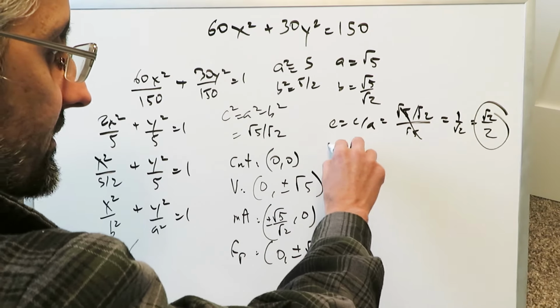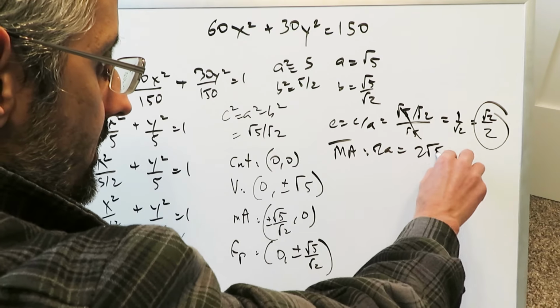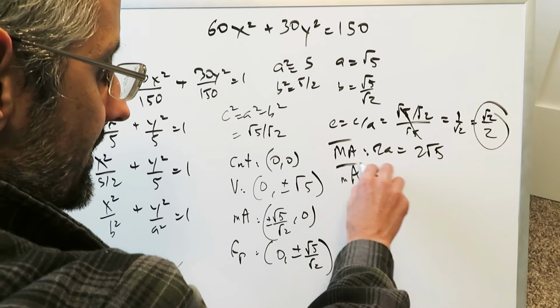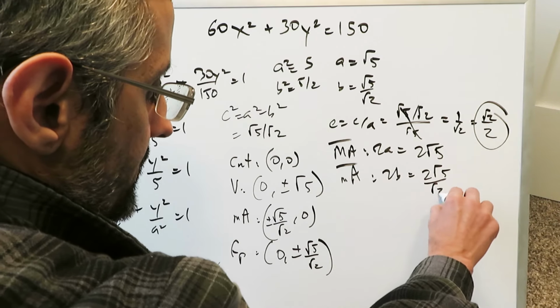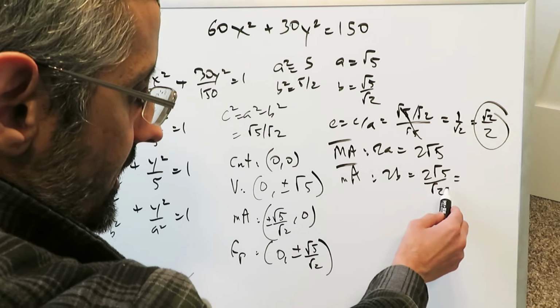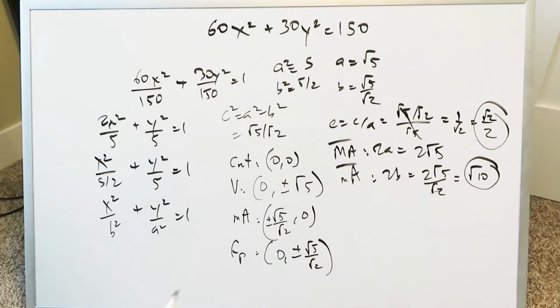Your major axis segment is always 2a, which here is 2 root 5. Your minor axis segment is 2b, which here is 2 root 5 over root 2. You can simplify this if you want. This will go in here root 2 times, and you'll end up having root 10. That will be your minor axis segment length. There are a bunch of other things which can be determined, but they're not the essential items. These right here are the essential items.